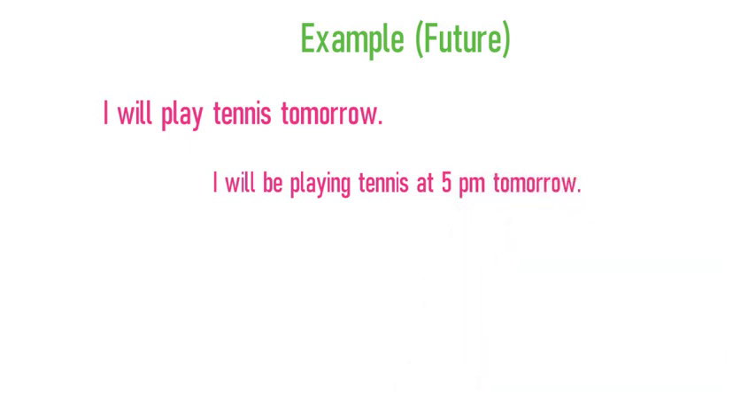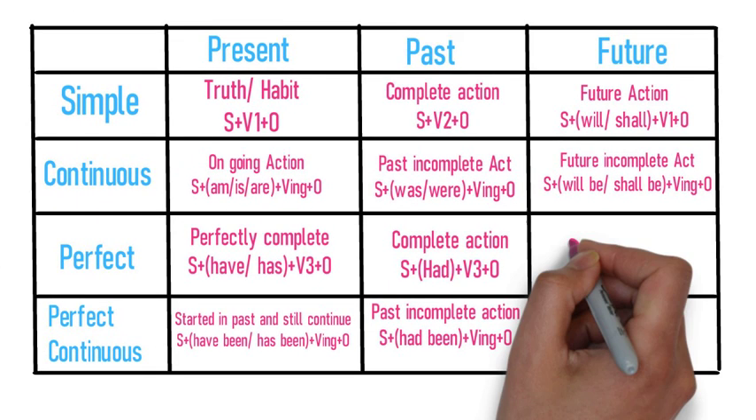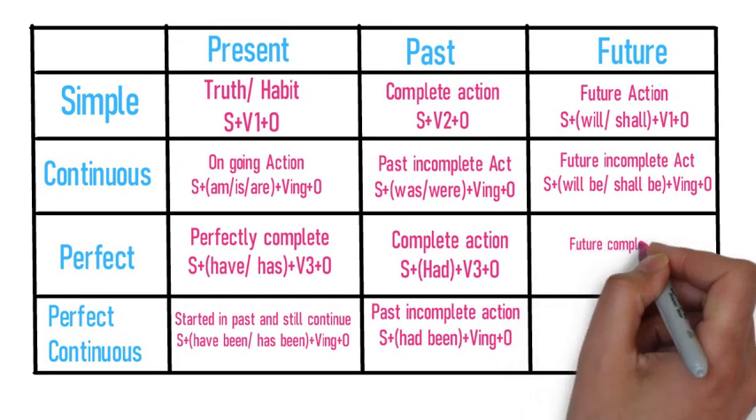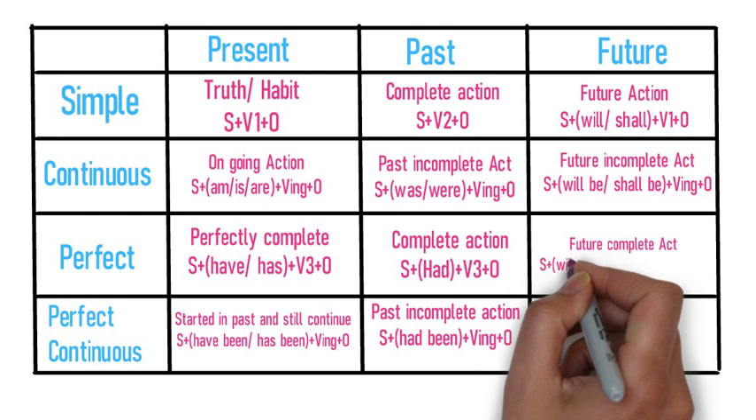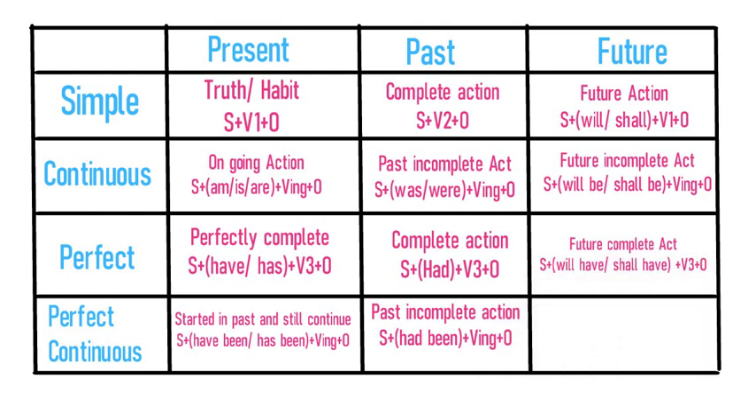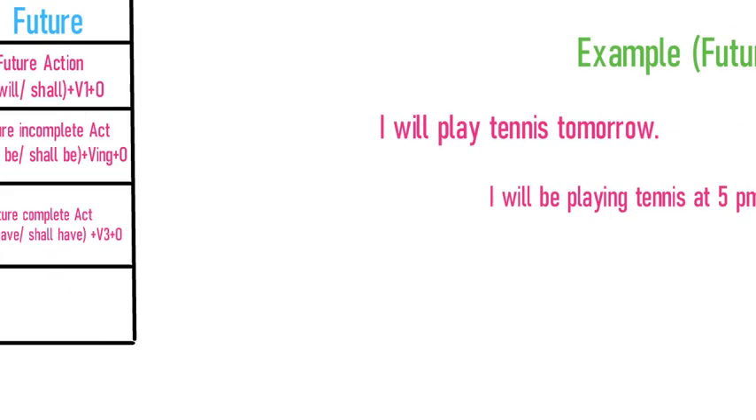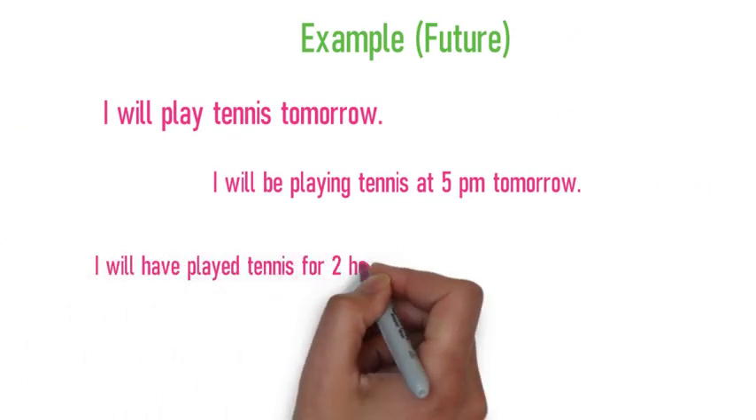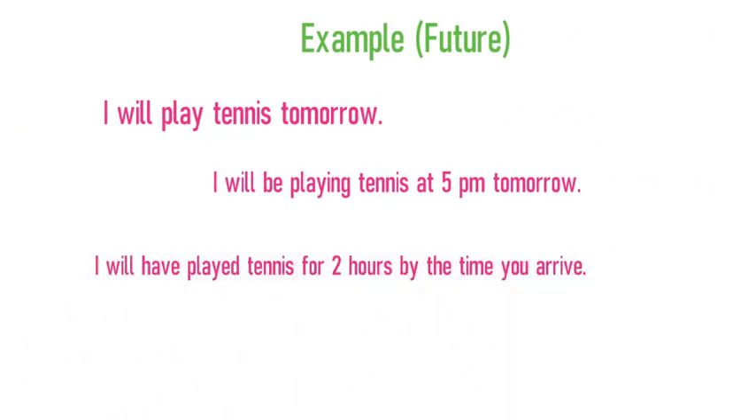Moving on to the future perfect tense, that is a future complete action. The structure is subject plus will have, shall have plus third form of verb plus object. For example, I will have played tennis for 2 hours by the time you arrive.